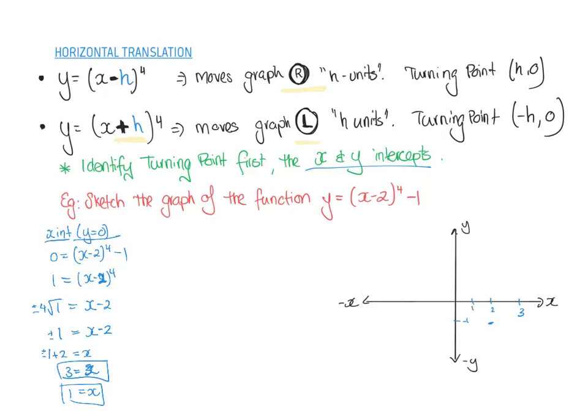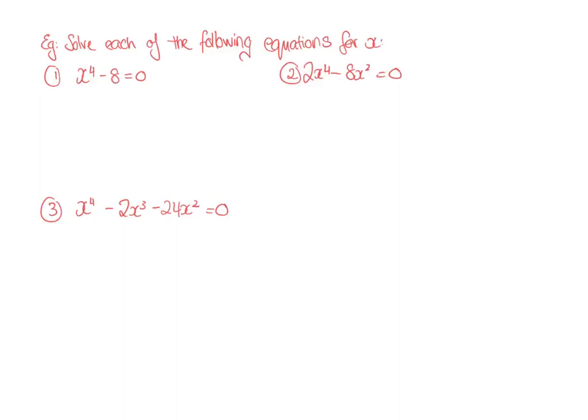And if we look at the y-intercept, when x equals 0, we've got y equals 0 minus 2 to the power of 4 minus 1. So negative 2 to the power of 4 is 16, minus 1, so y equals 15. The y-intercept is 0, 15. So if I draw my quartic like that, and there's 15. Turning point, okay.